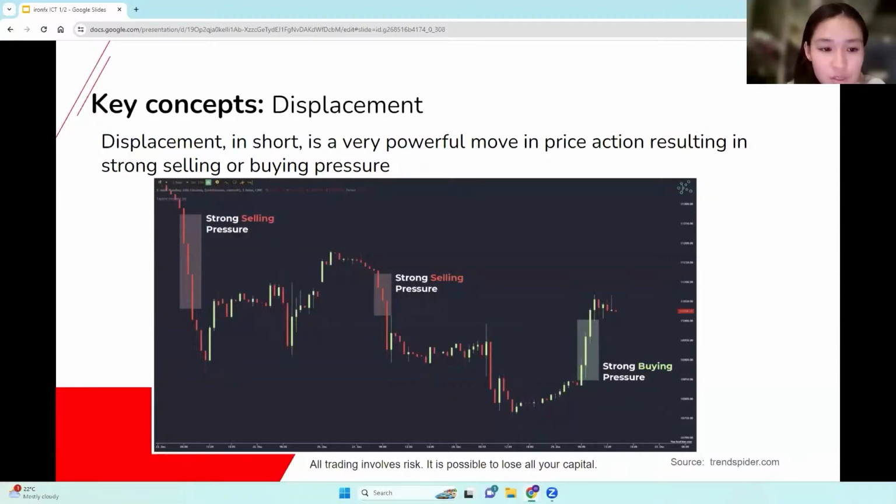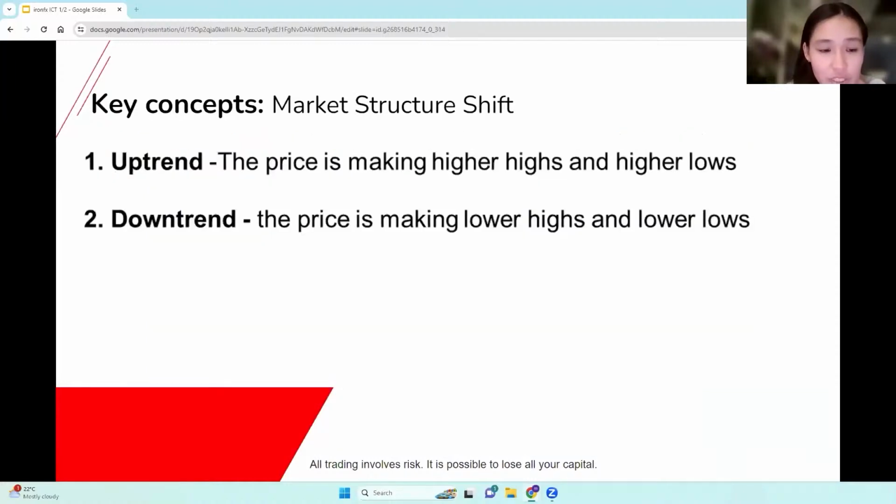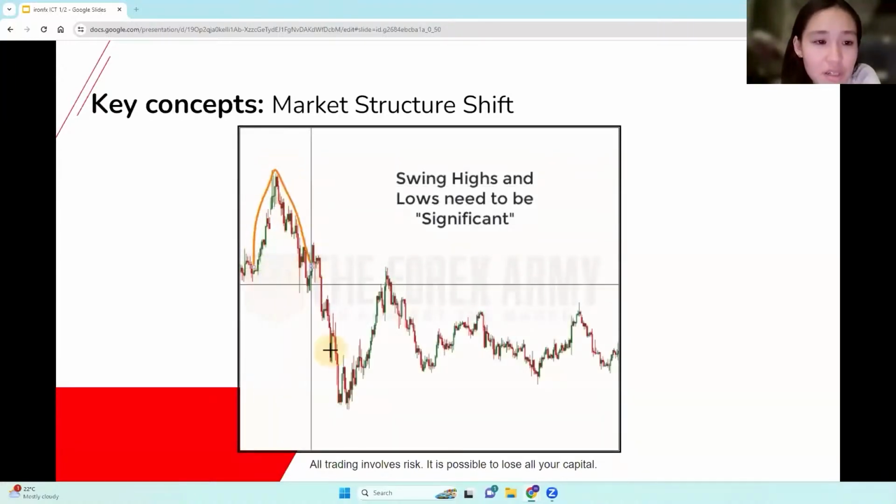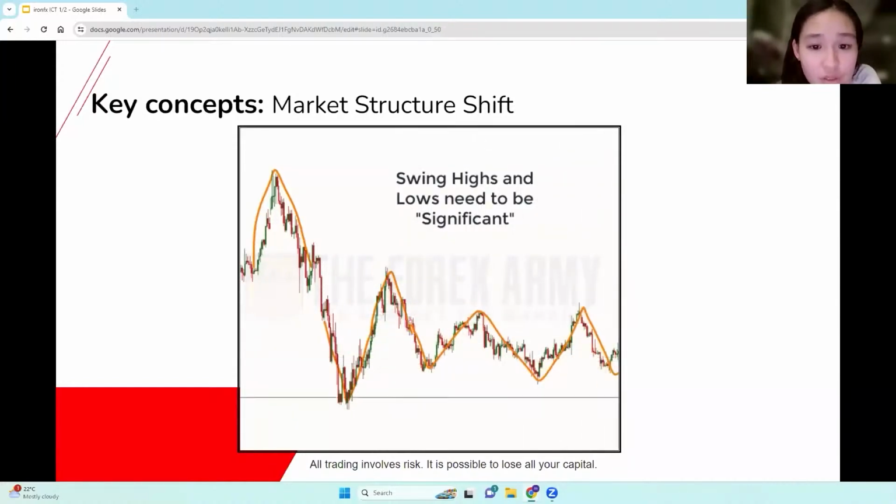Okay, if not, let's move on to the next key concept, which is a market structure shift. There are two major market structure shifts. It's just another way of saying it's a trend. We have an uptrend, which is when the price is making higher highs and higher lows, and a downtrend in which the price is making lower highs and lower lows. It's pretty straightforward, but if we are referring to something that we talked about previously, you can see in this example, we have swing lows.